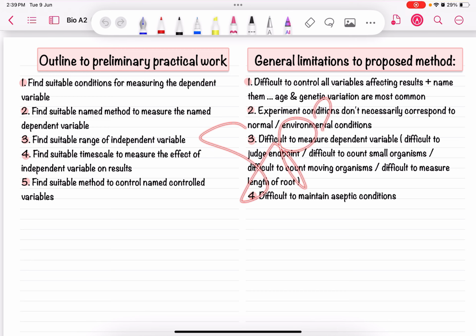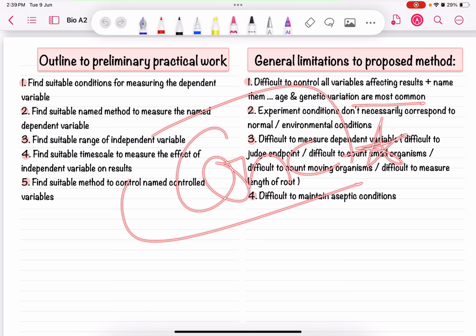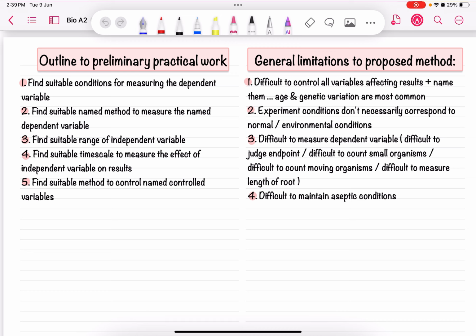Also as well species. Species, it's not difficult to control, by the way. You just use a reference book and you got it, the species of your plant. It can be difficult to identify the species of plant yourself, but it's still difficult to control. Age, genetic variation are the most common ones, and concentration in chemical reactions, whether concentration of the enzymes, concentration of the substrate.